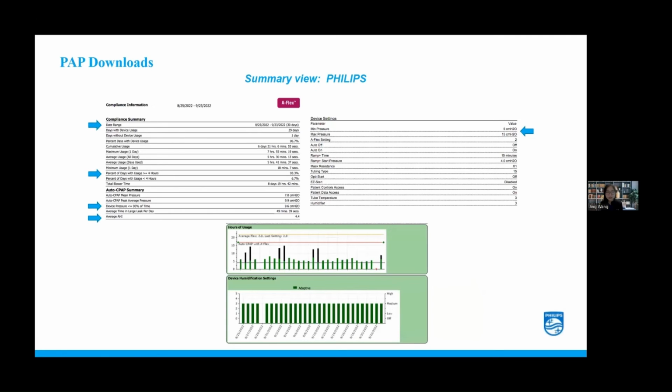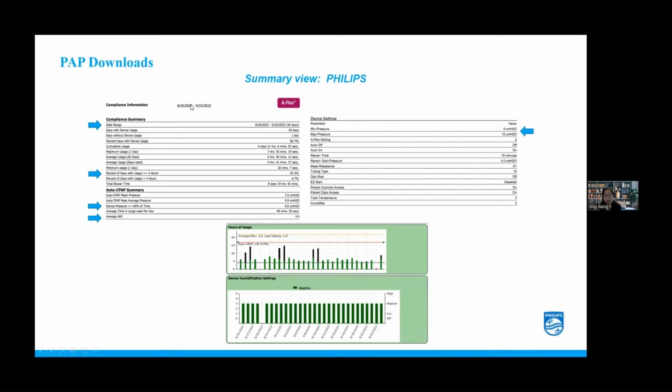Okay. So for the next couple of slides, I'm just going to run through a couple of the samples or downloads from the various companies. Here we have the summary view from the Philips machines. In this particular report, we have a month's worth of data.